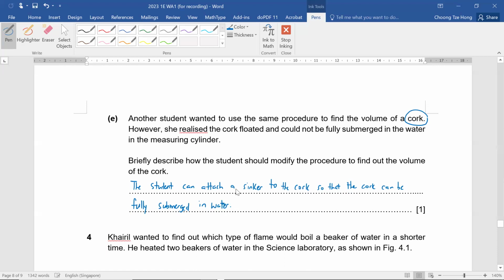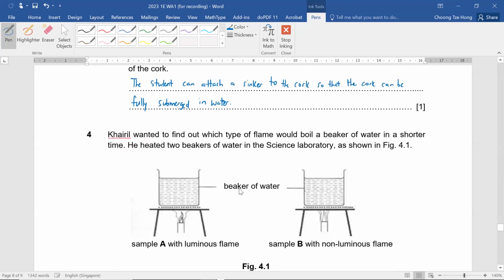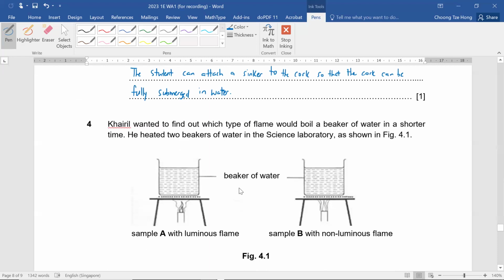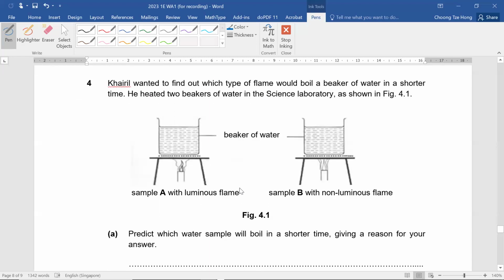Right? Okay, let's move on to question 4. So I think question 4 is the second last question. Okay, so Khairul wanted to find out which type of flame would boil a beaker of water in a shorter time. He heated 2 beakers of water in the science lab as shown in figure 4.1. Okay, so this is talking about the Bunsen burner flame now.